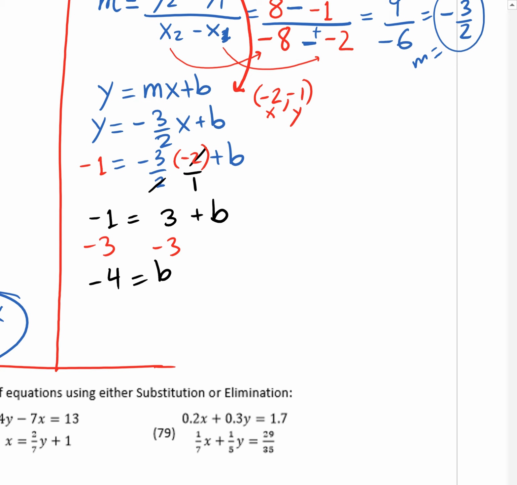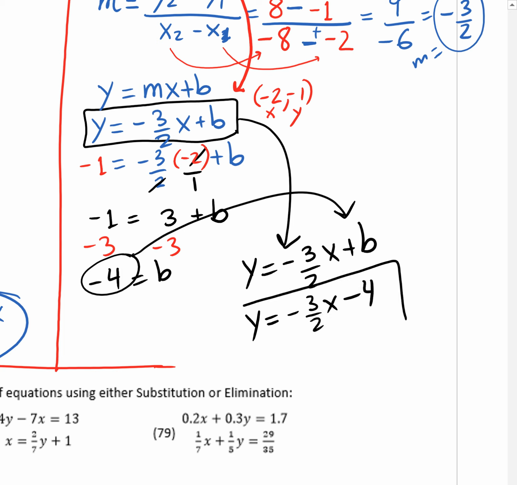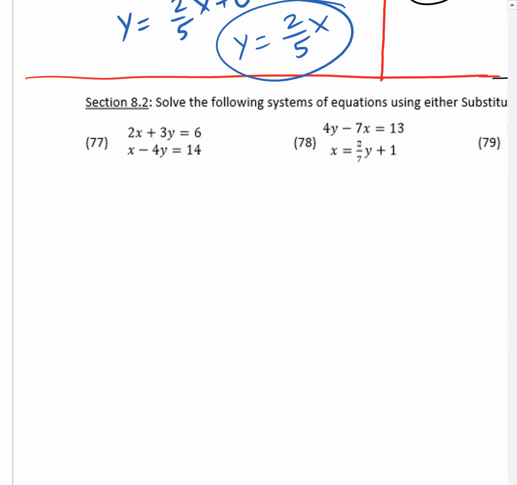Alright, now I look back and see, where did I have y equals mx plus b with m filled in? There it was. And bring this guy down. y equals negative 3 halves x plus b. But now that I know b is negative 4, I'm going to replace that. So it should be negative 3 halves x minus 4. That's the winner. Whew. Alright. This is tough. We're almost done though.